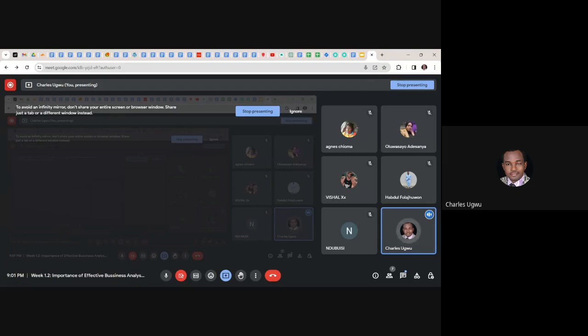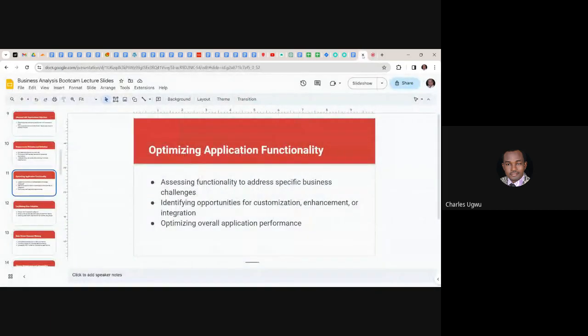So thank you for that. And let's go back to our slide. So optimizing application functionalities. When an application is implemented, you don't just leave it that way.